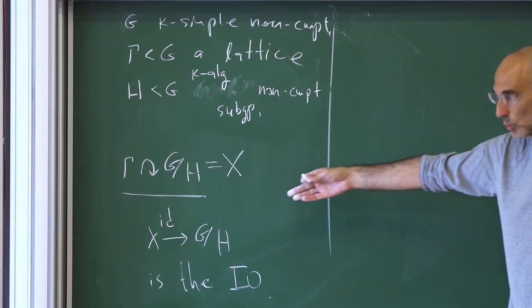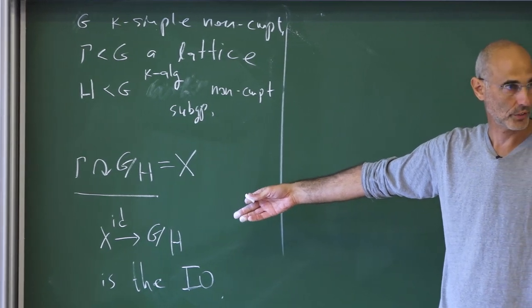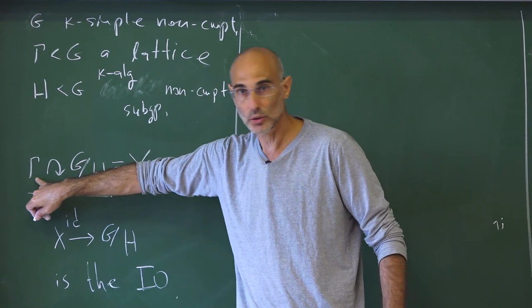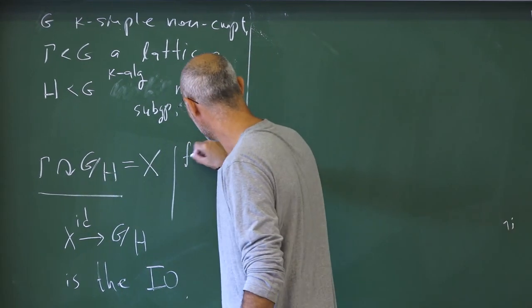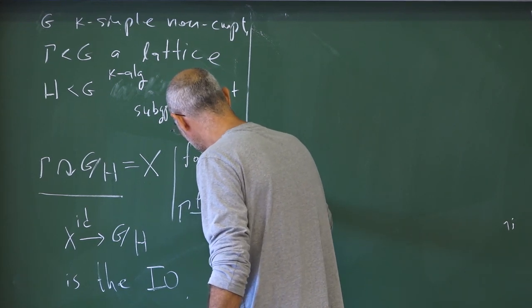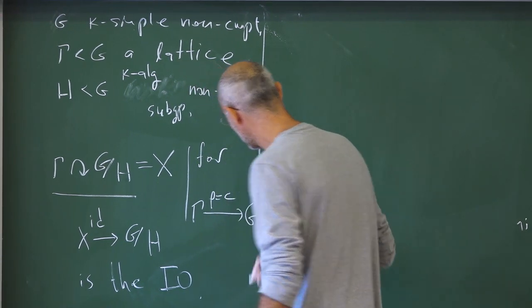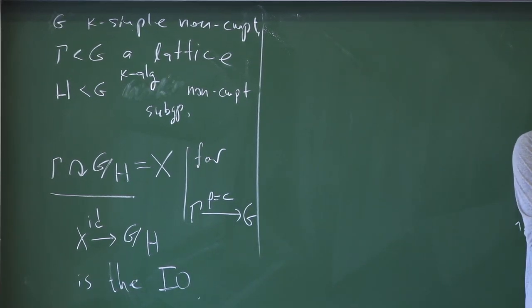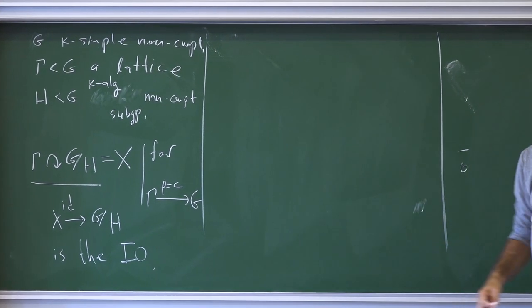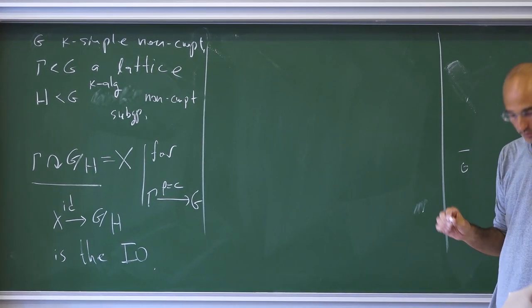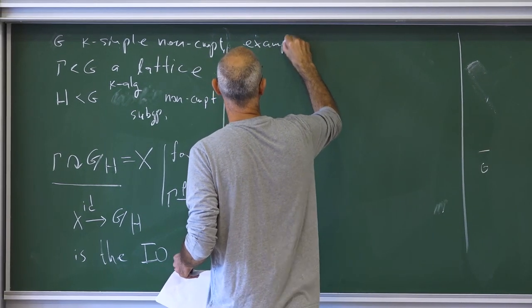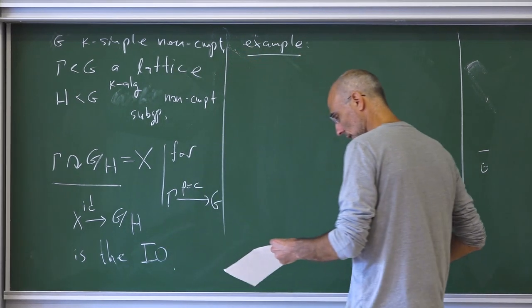I mean, this would be clear if I was discussing this space as a G space. And now I claim that this holds, of course, for rho being the inclusion of gamma inside G. I will sketch the proof for this. Let me just illustrate. Let me give you an example which I like.